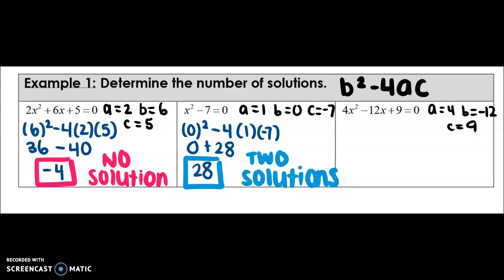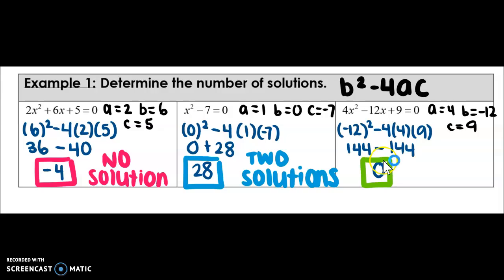Now let's take a look at the third example here. I apologize. Let's do negative 12 squared minus 4 times 4 times 9. Negative 12 squared is 144. Negative 4 times 4 is negative 16, times 9, again, is a negative 144. 144 minus 144 gives us a discriminant value of 0. Means we will have 1 solution.